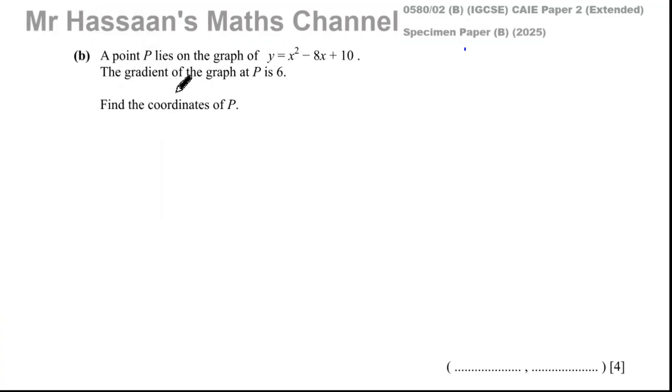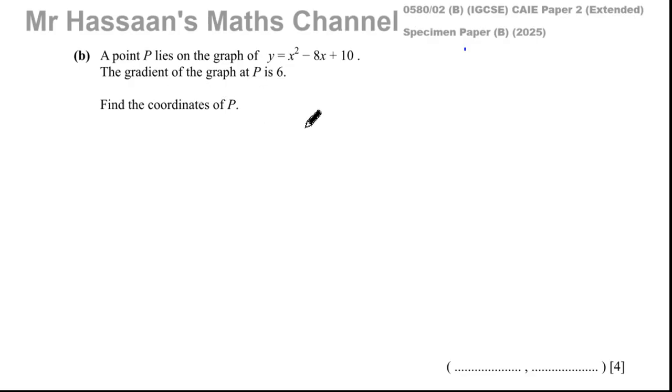From this specimen paper B from IGCSE Cambridge 0580, paper 2. This is the non-calculator paper for the new syllabus from 2025. So it says a point P lies on the graph of y equals x squared minus 8x plus 10. The gradient of the graph at P is 6. Find the coordinates of P.